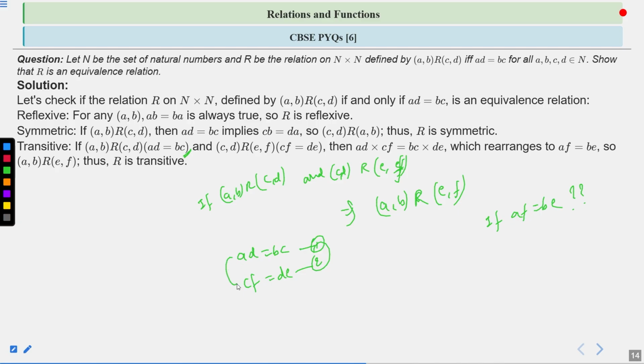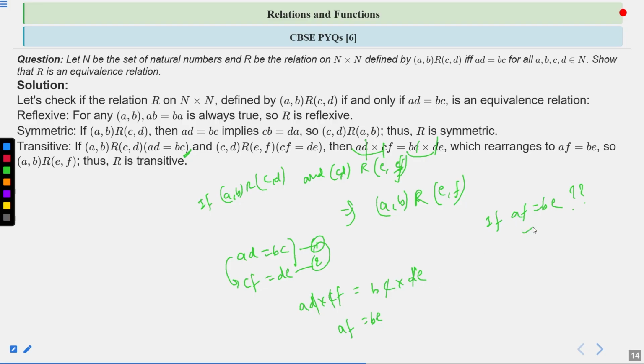So can we multiply this? If we multiply AD into CF, AD into CF will be equal to BC into DE. Clear? Now you can see that we can cancel out D this side, D this side, and C this side and C this side. So AF is equal to BE. We have cancelled D, C and C. So we are getting AF is equal to BE.